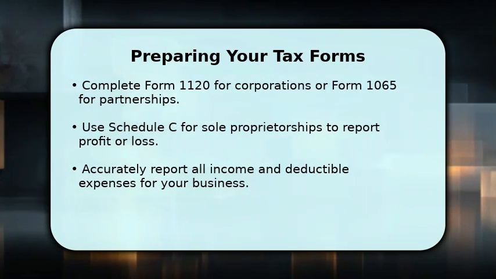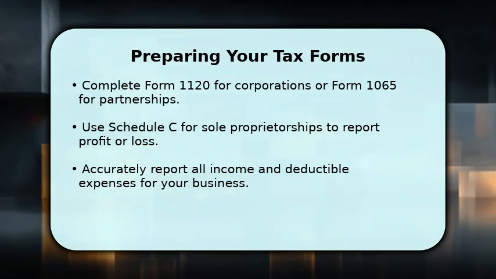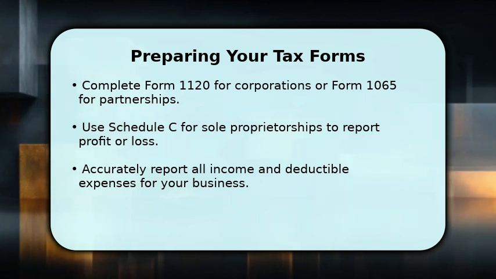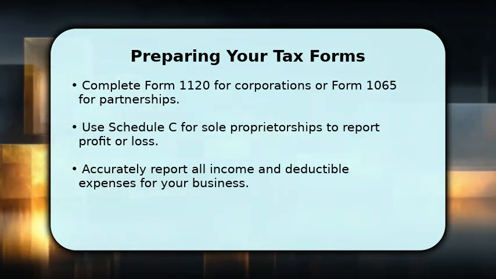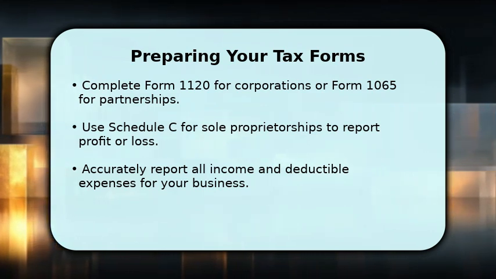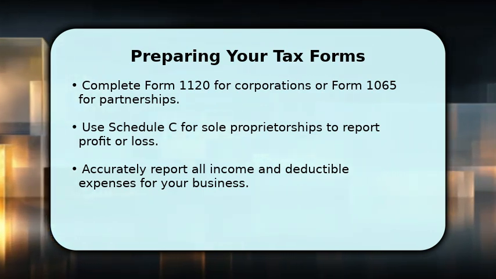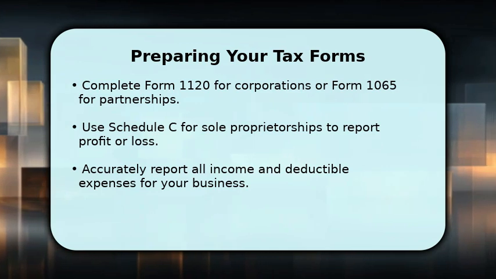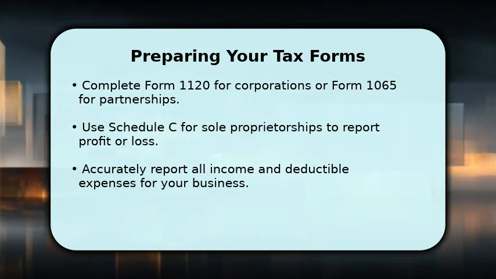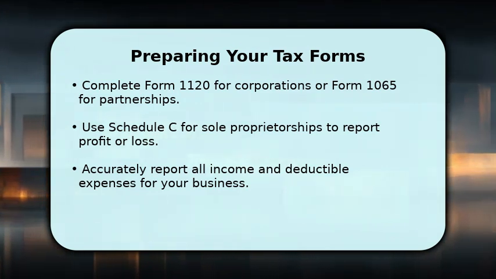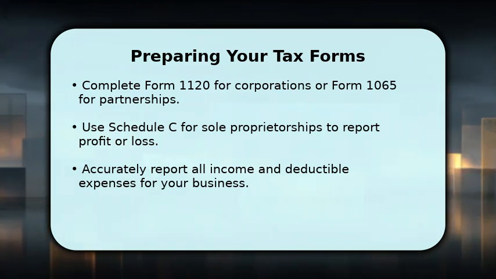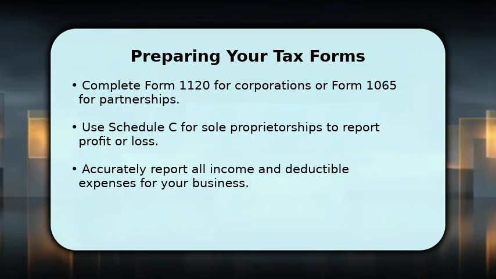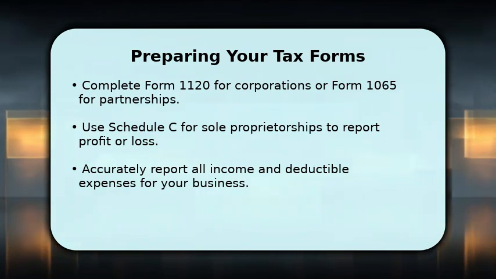Once you know your business type, select the appropriate forms. Corporations typically use Form 1120, while partnerships file Form 1065. Sole proprietors will report their business income and expenses on Schedule C, which is part of their personal tax return. Ensure all income sources and eligible deductions are accurately entered to reflect your true financial picture.